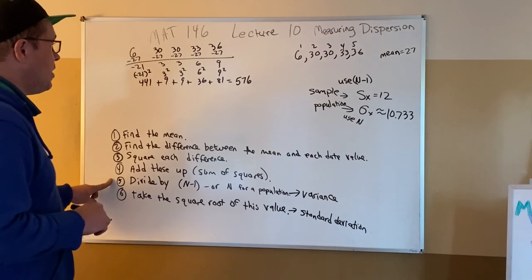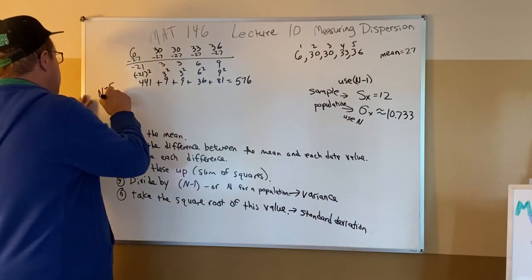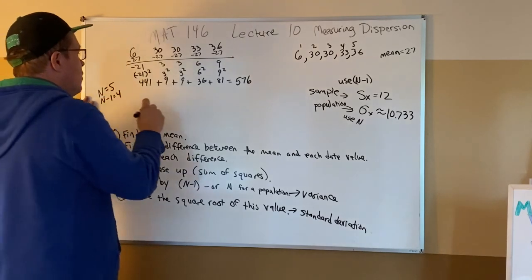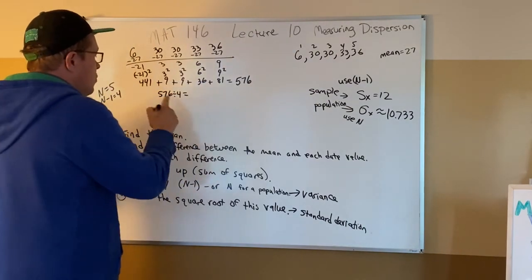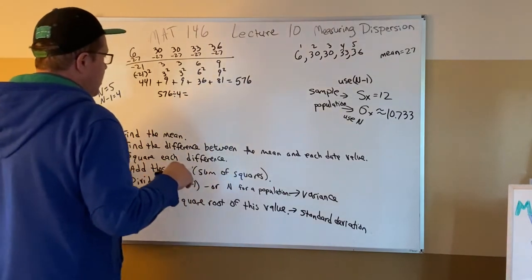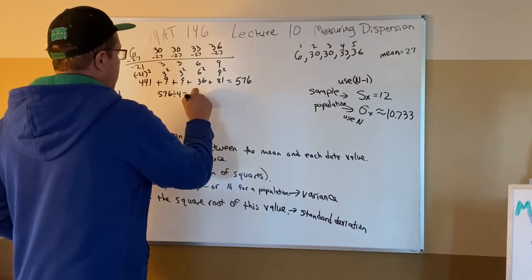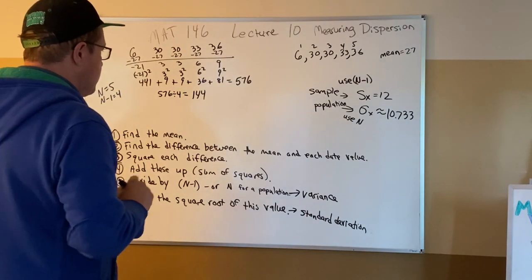Let's divide by n minus 1. N equals 5. N minus 1 equals 4. So we take our 576 and we divide it by 4. And we get, well, let's see, it's 600. It's going to be 6 light of being 150. I think we get 144. Okay. So that is our variance.